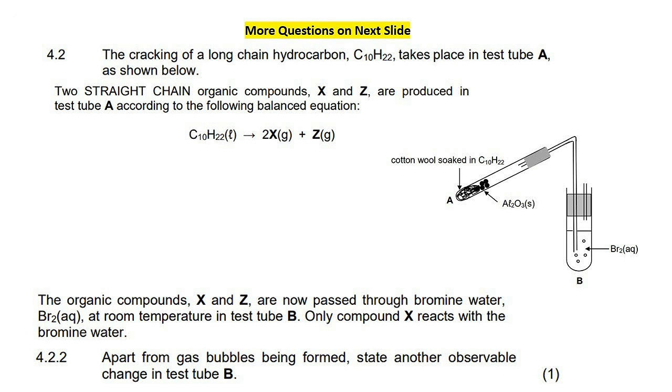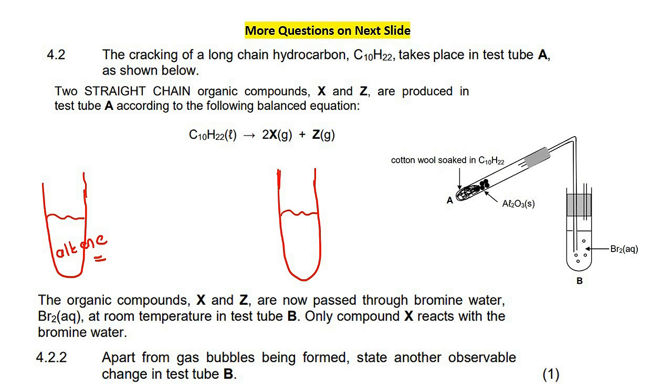It says the organic compounds X and Z are now passed through bromine water. This sounds like the bromine water test. I wonder if you've heard about that. If not, let me talk to you about that. What scientists do in real life is the following. Let's say you've got two solutions, this one and this one. Now, let's say this one is an alkene, which has double bonds, and this one is an alkane. But let's say that the scientist does not know which one is which.